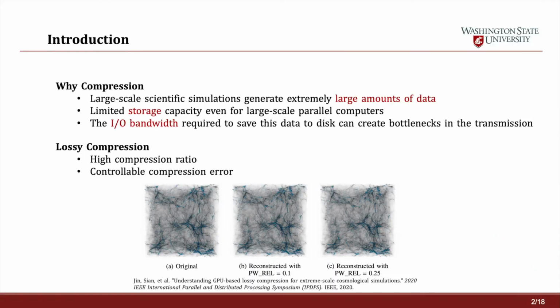To start with, we know that nowadays large-scale scientific simulations can generate extremely large amounts of data. For example, cosmology simulations like NYX and HACC can generate petabytes of data per simulation. And this large amount of data can be heavy for the storage system and I/O bandwidth of supercomputers and clusters out there. Typically we use lossy compression to compress these scientific simulation datasets because of its high compression ratio without compromising the post-hoc analysis quality or visualization quality.